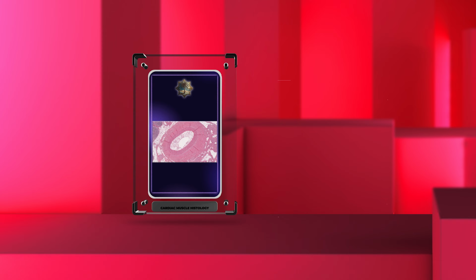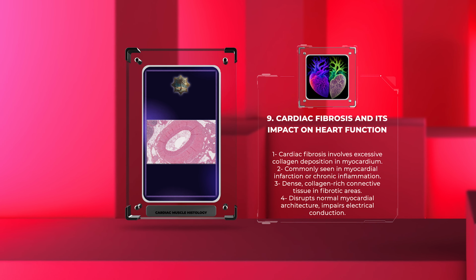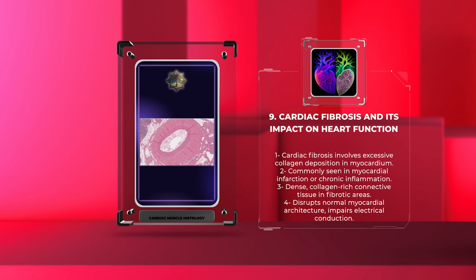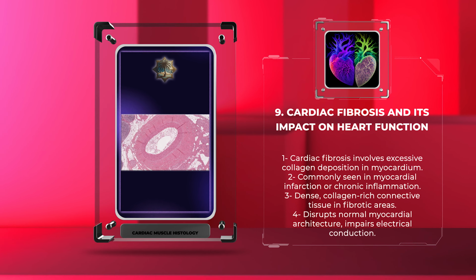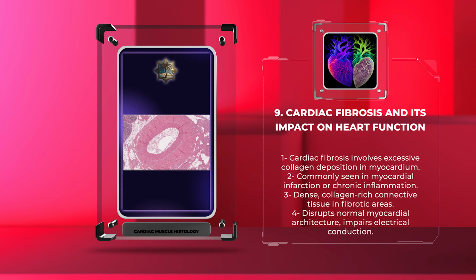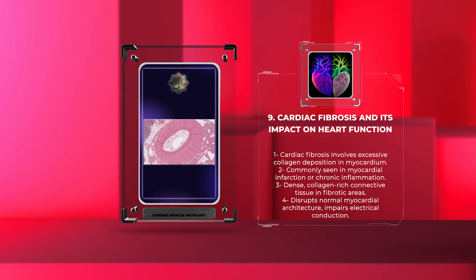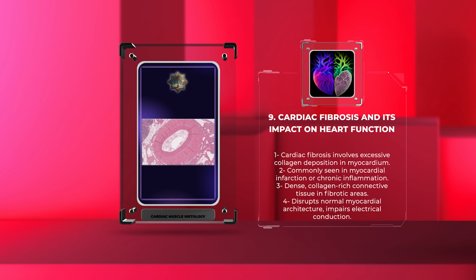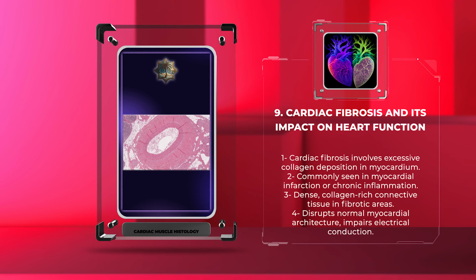Cardiac fibrosis involves the deposition of excessive collagen and other extracellular matrix components in the myocardium. This process is commonly seen in various cardiac diseases, such as myocardial infarction or chronic inflammation. Histologically, fibrotic areas appear as regions of dense, collagen-rich connective tissue. The presence of fibrosis disrupts normal myocardial architecture, impairs electrical conduction, and contributes to cardiac dysfunction.